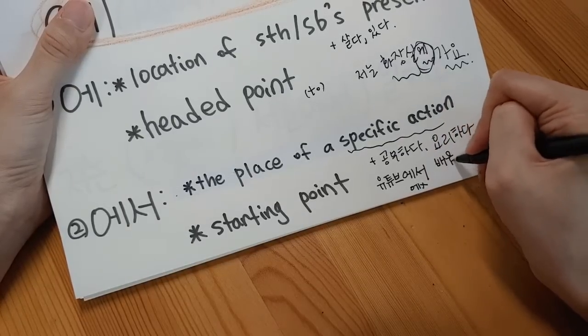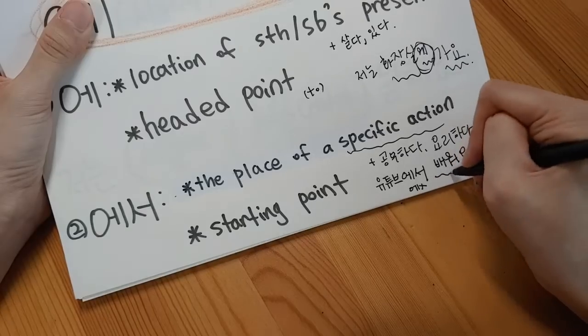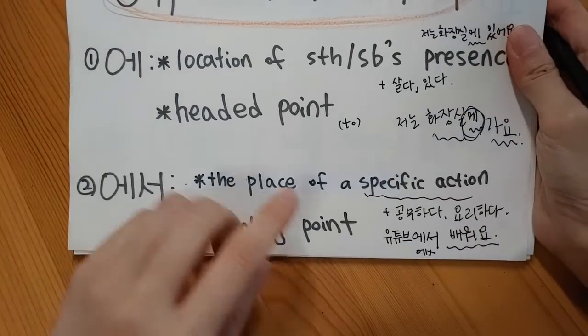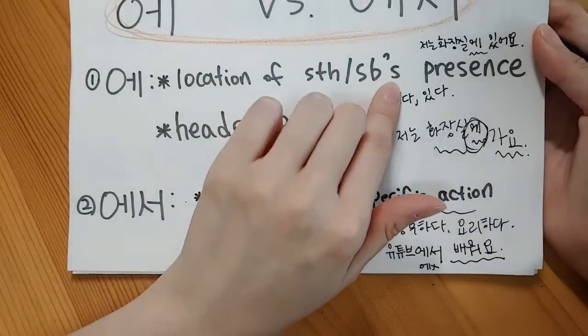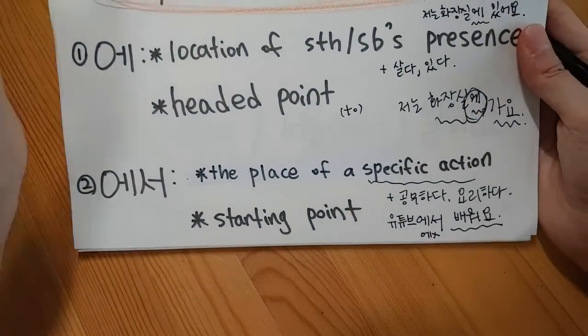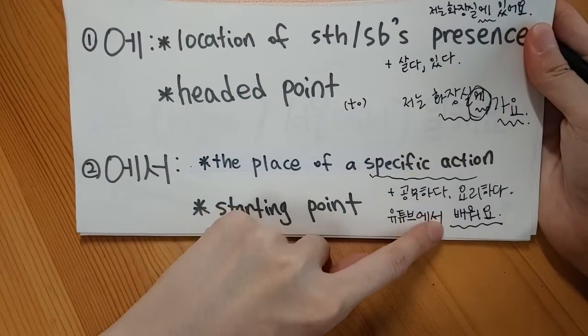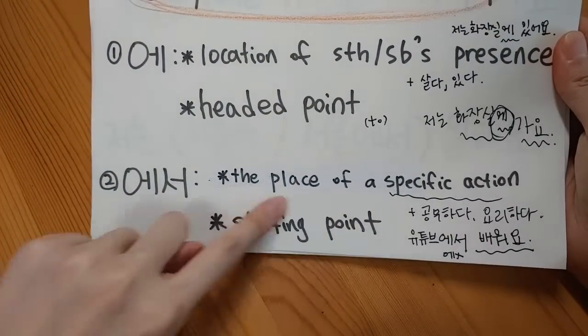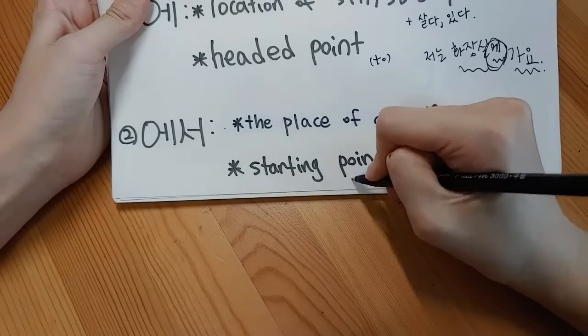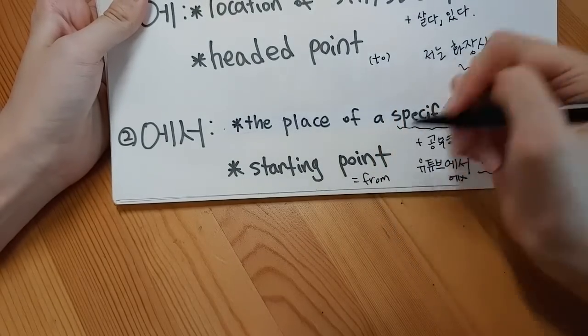유튜브에서 배워요. 배워요 means to learn, right? Because learning is also a specific action, not the presence of something or somebody, right? So that's why you have to use 에서 and not 에. And 에서 can also mean the starting point of something. So it can mean from, right?